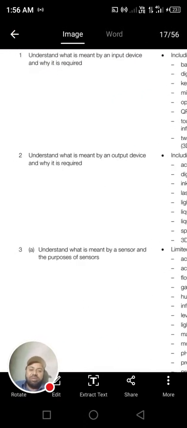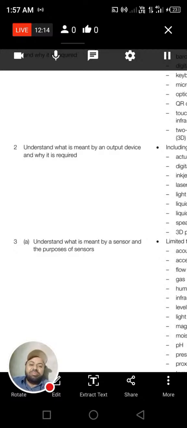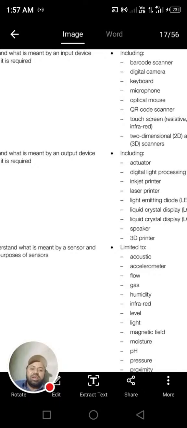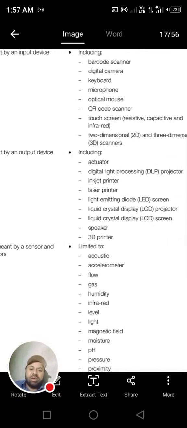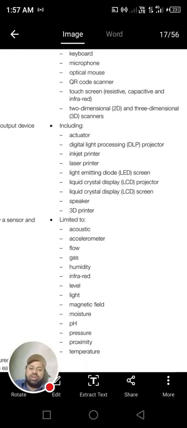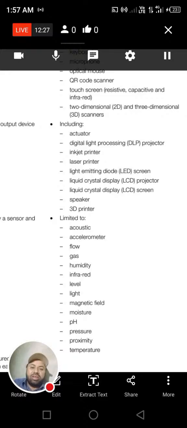We will study them one by one in our course, and then understand what is meant by an output device and why it is used. What are the output devices? Just like a monitor is one of them, but we see here actuator, digital light processing DLP projector, inkjet printer, laser printer, and light emitting diode screen.